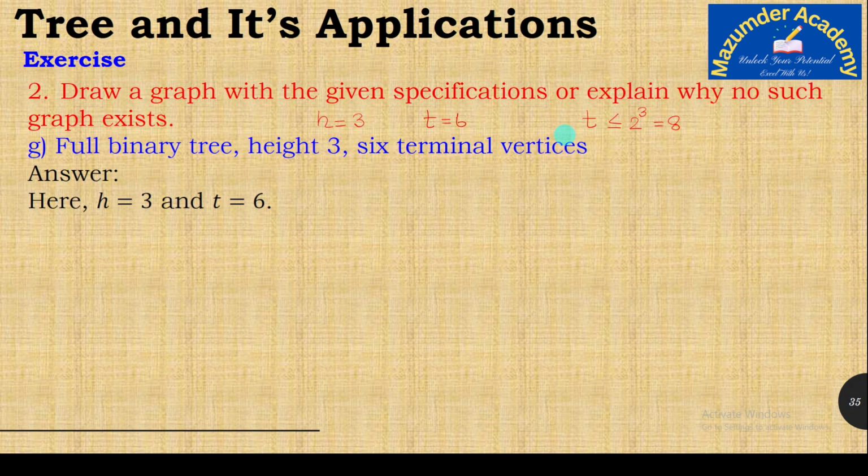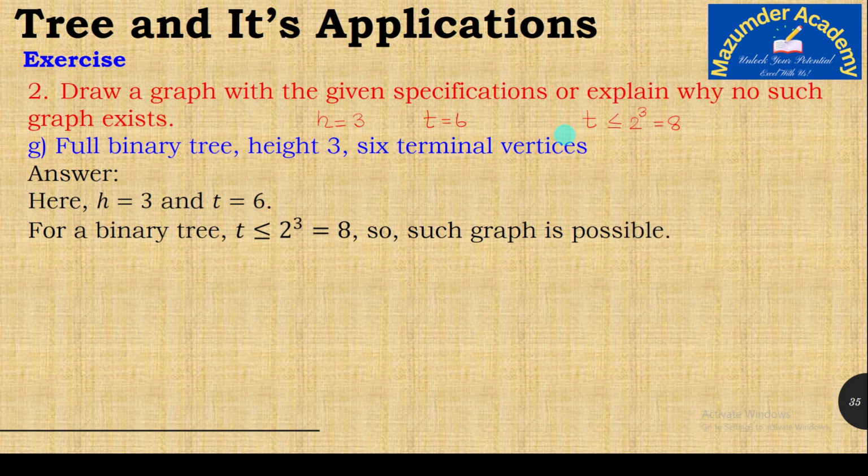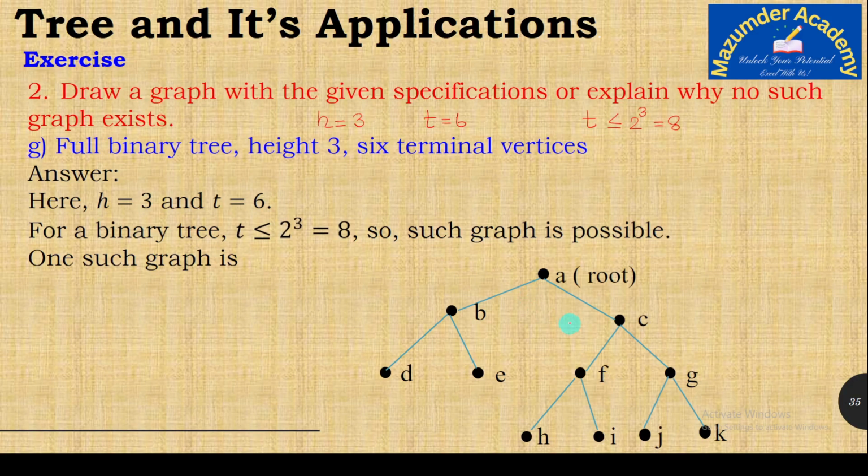Here h equals 3 and t equals 6, so for a binary tree t is less than or equal to this, so such a graph is possible, and it must be a full binary tree, remember. So one such graph is, you can see here, level is 3 and the number of terminal vertices is 6: 1, 2, 3, 4, 5, 6. And you can see every internal vertex has 2 children, therefore it is a full binary tree with level 3 and 6 terminal nodes.